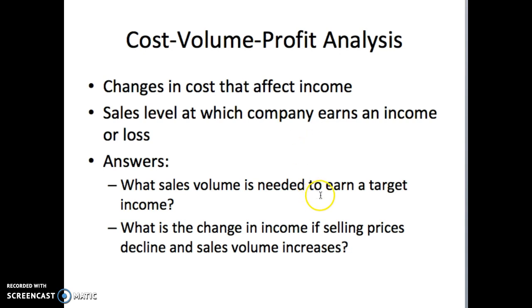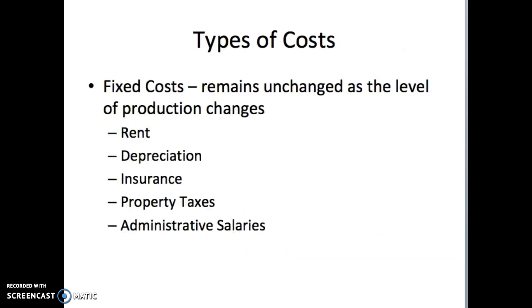Now, these are some questions that CVP or cost volume profit analysis can answer. What sales volume is needed to earn a target income? And what is the change in income if selling prices decline and sales volume increases? Before we go into details, we need to know the terminologies. So first, the types of costs.